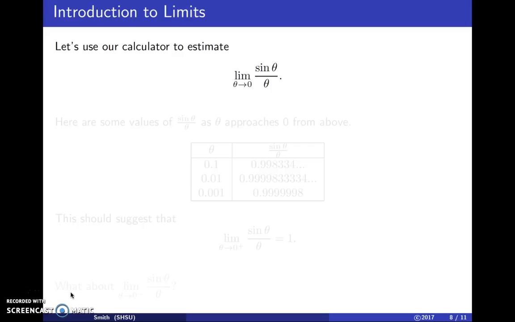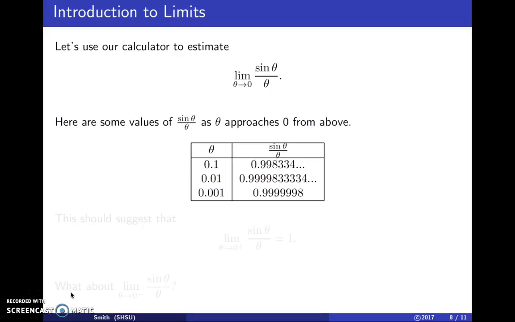Here's another problem, an important one for this class. Let's use our calculator to estimate the limit as theta approaches 0 of sine theta over theta. Notice, by the way, that if we plug in 0 to this expression, we'll get 0 over 0, which does not make any sense. But we want a limit. We're going to plug in theta values close to 0.